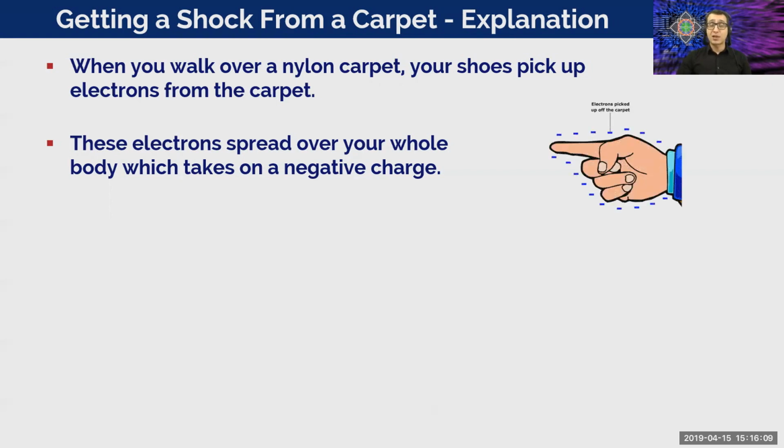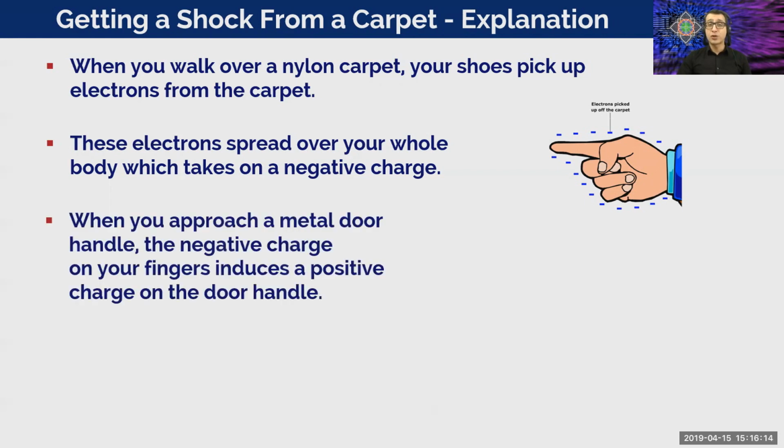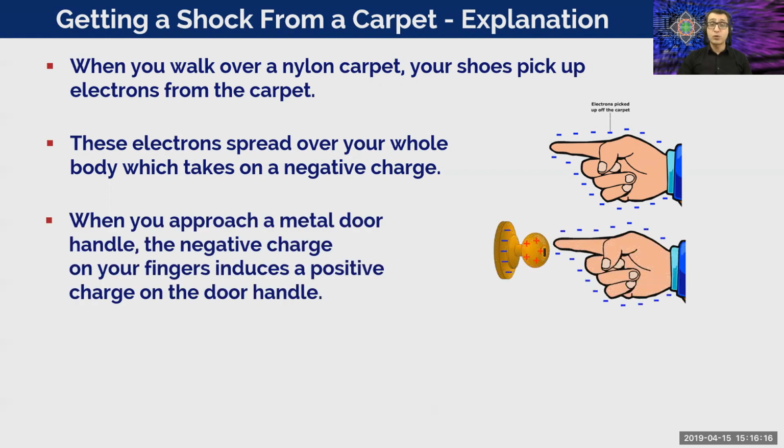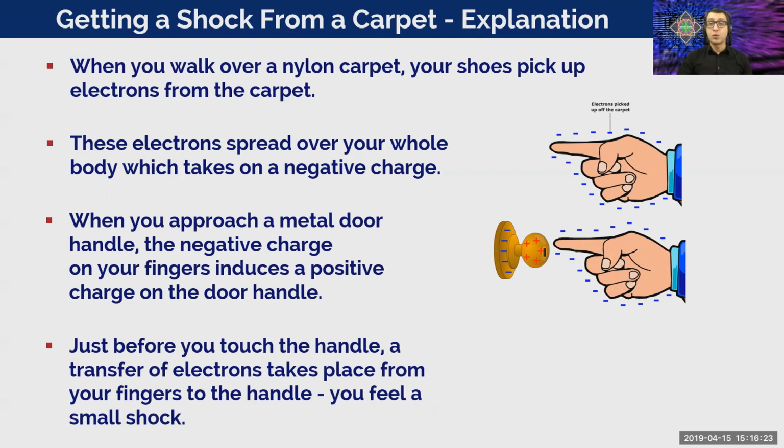So when you approach the metal door handle, the negative charge on your fingers induces a positive charge on the door handle, and then just before you touch the handle, a transfer of electrons takes place from your fingers to the handle. You feel a small shock, which then takes place.